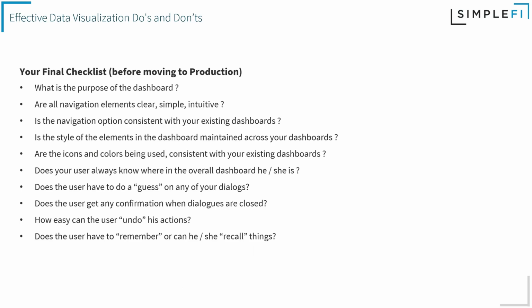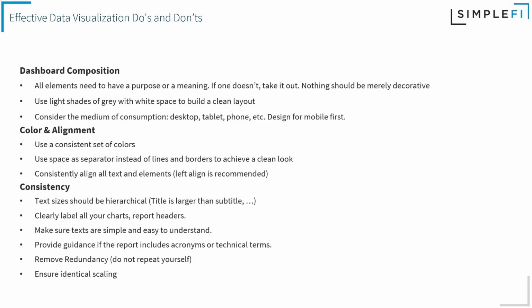Just to summarize a few of the items we talked about. Remember, we talked about the overall composition, we talked about the coloring, the consistency in terms of colors, labels, navigation. Those are all critical elements you want to put into your checklist in terms of where you want to go, what you want to make sure stays consistent across all your dashboards.